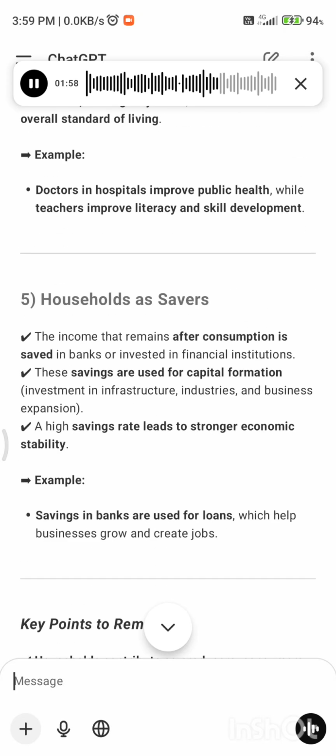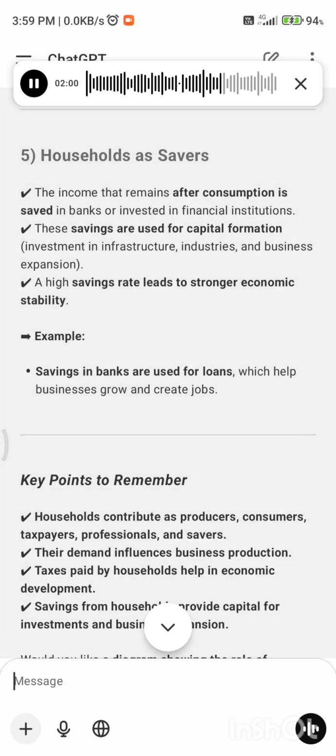5. Households as savers. The income that remains after consumption is saved in banks or invested in financial institutions. These savings are used for capital formation, investment in infrastructure, industries, and business expansion. A high savings rate leads to stronger economic stability. Example, savings in banks are used for loans, which help businesses grow and create jobs.